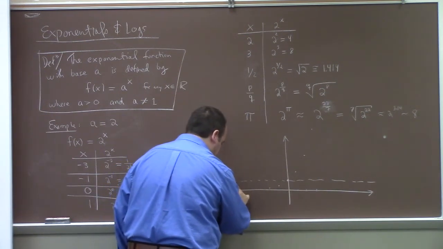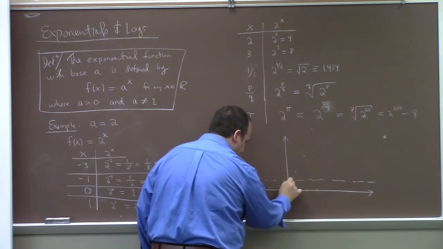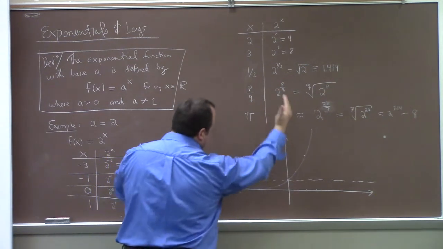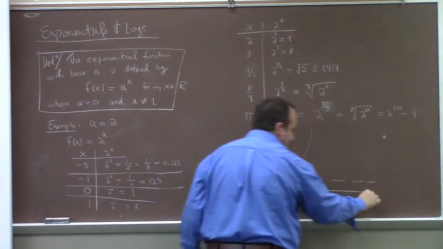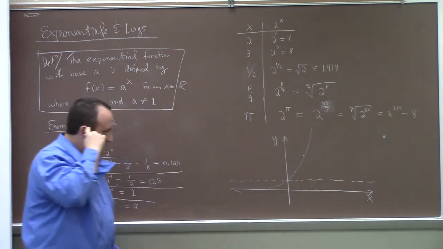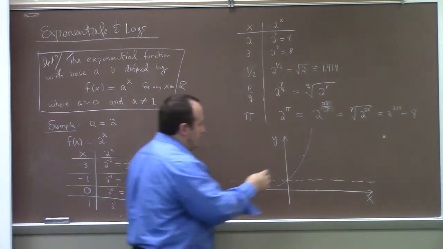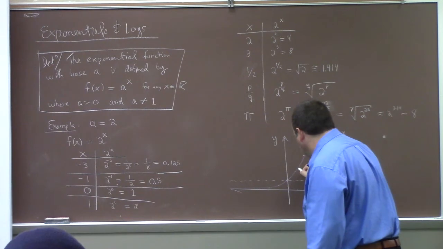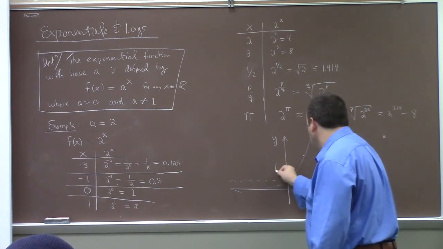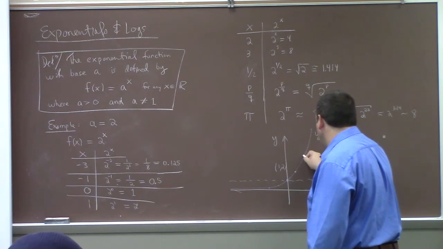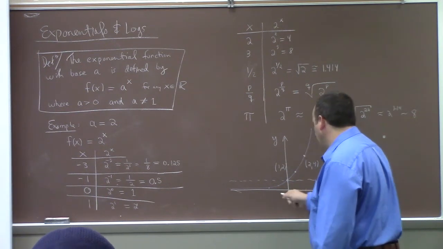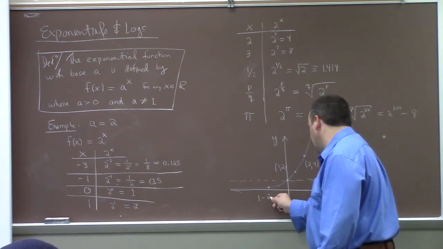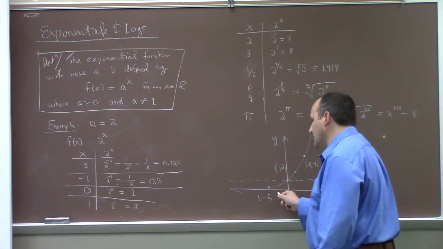So exponentials, they grow at ever increasing rates, right? It's the way it works. So this is y equals 2 to the x, right? So I've just put some key points in here, like this is 1, 2, and this point here is 2, 4. This point over here, minus 2, 0.25, right?